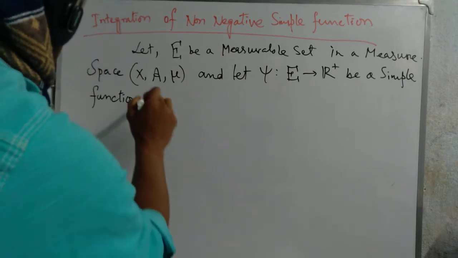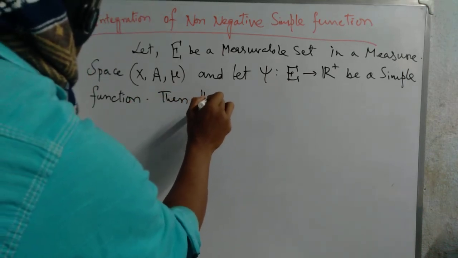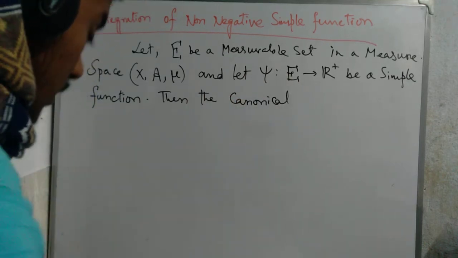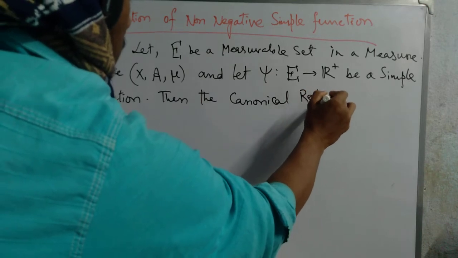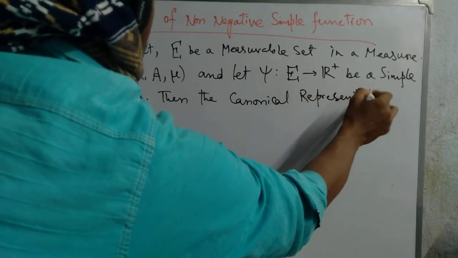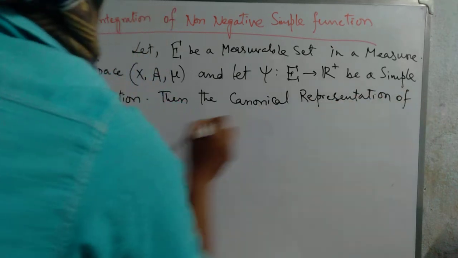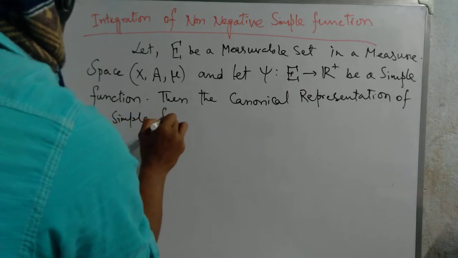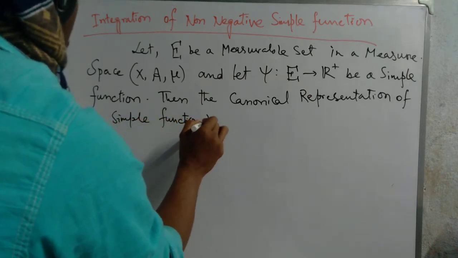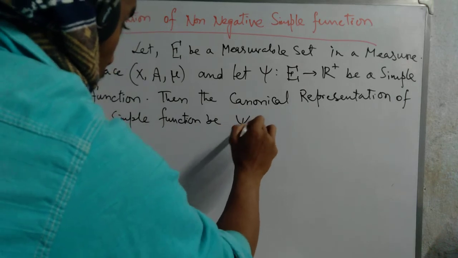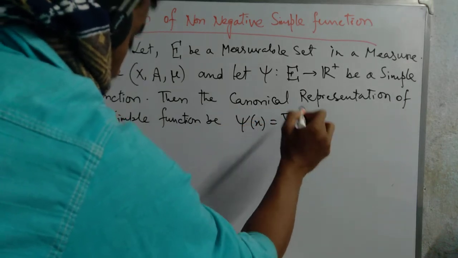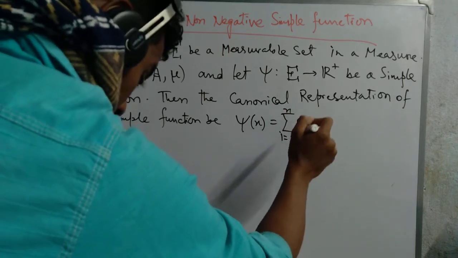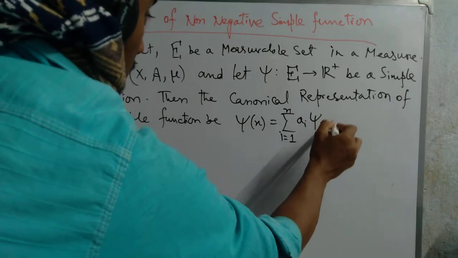Then the canonical representation of this simple function is psi(x) equal to the summation for i equal to 1 to n of a_i psi_Ei(x).